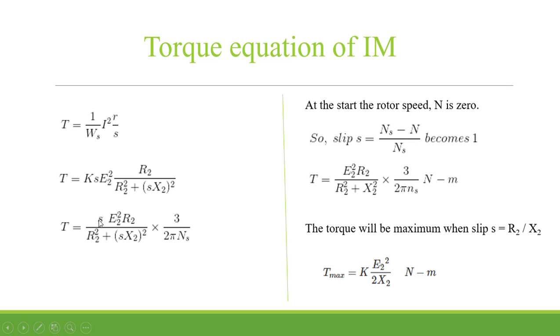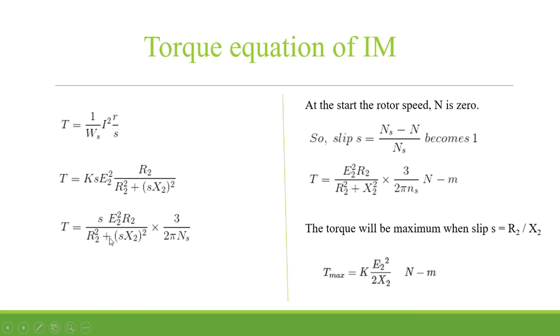So slip is varying, so this quantity is varying. If we differentiate torque with respect to S, then you will come to a relation that torque will be maximum when slip is equal to R2 upon X2. So if you put slip equal to R2 upon X2 in this equation, then what will happen?